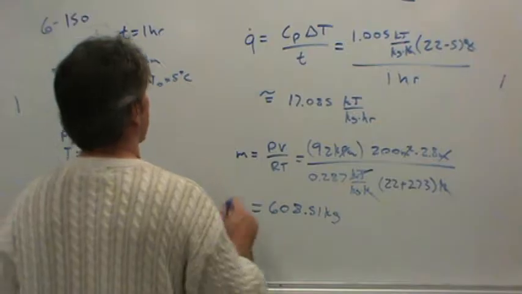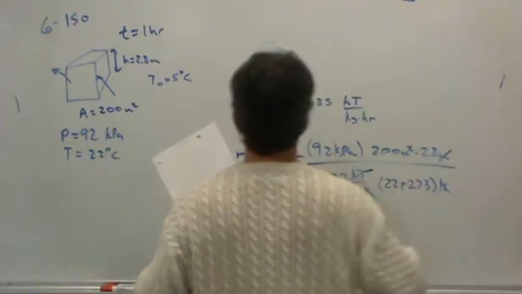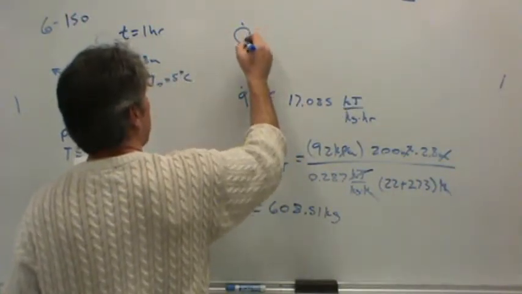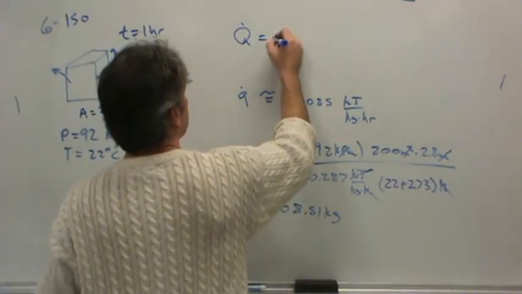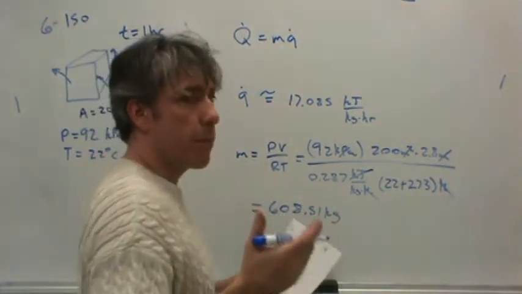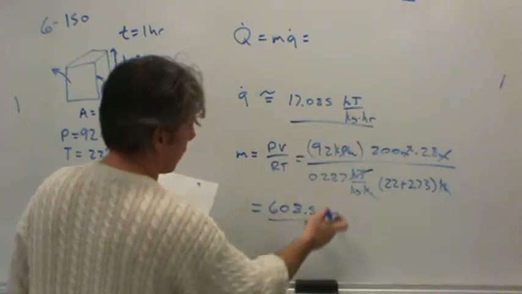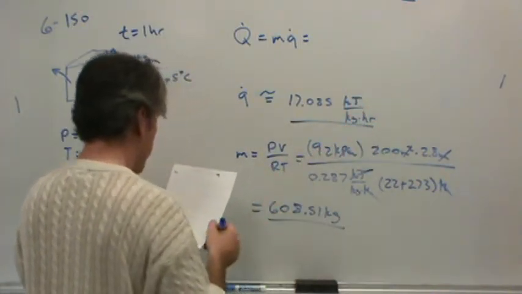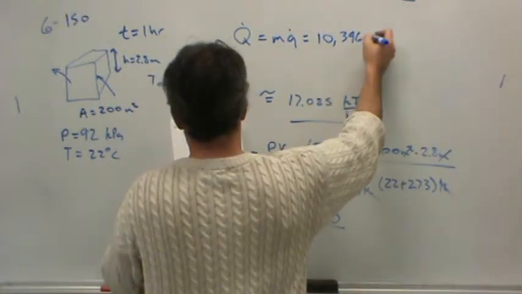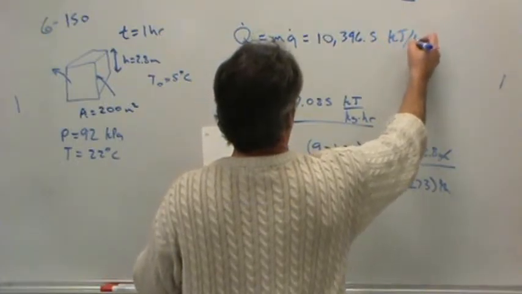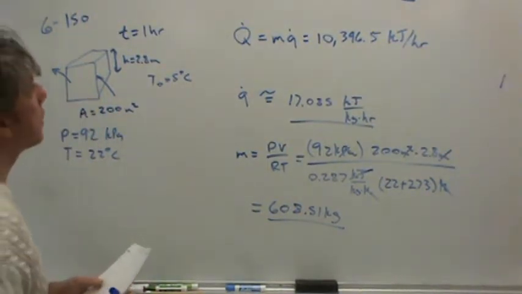And so the total heat transfer rate, capital Q dot, let me erase this, is little Q dot, the heat transfer rate into this home and out, because the temperatures are remaining constant, is the amount of mass times the heat transfer rate per unit mass. Okay, so just multiplying these two together, you can see how the kilograms will go away. We'll get kilojoules per hour. So when I did that, I came up with 10,396.5 kilojoules per hour as the flow rate of required heating, okay, essentially.